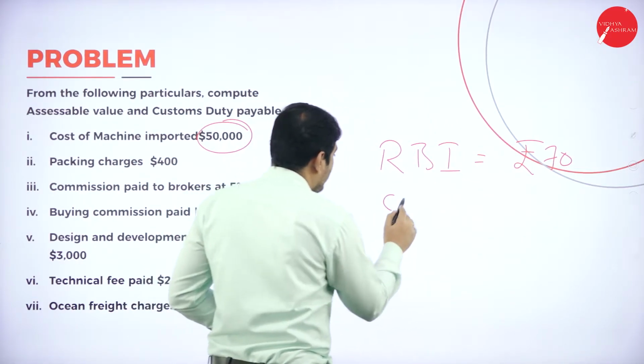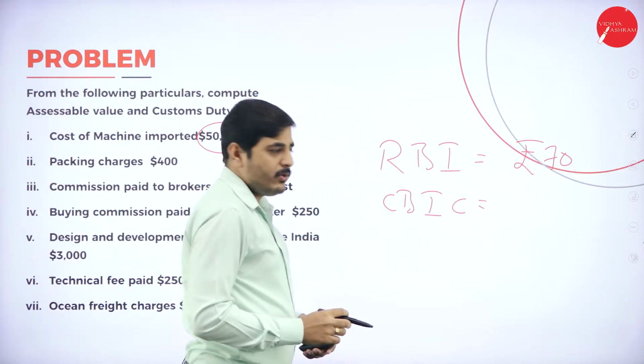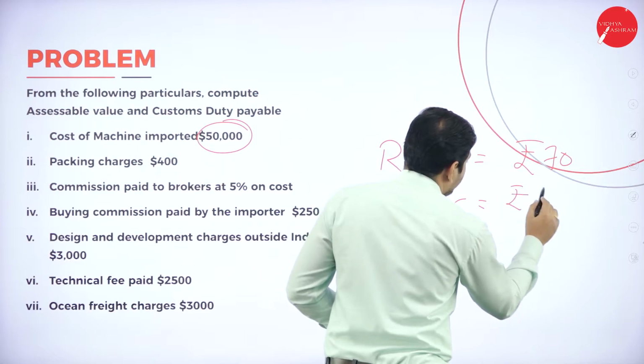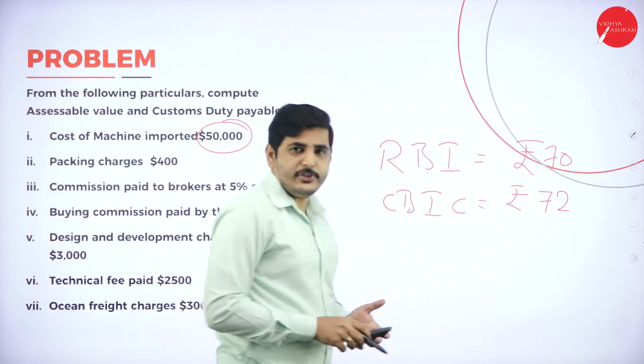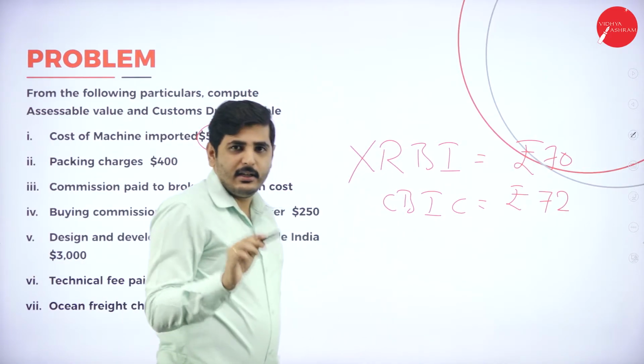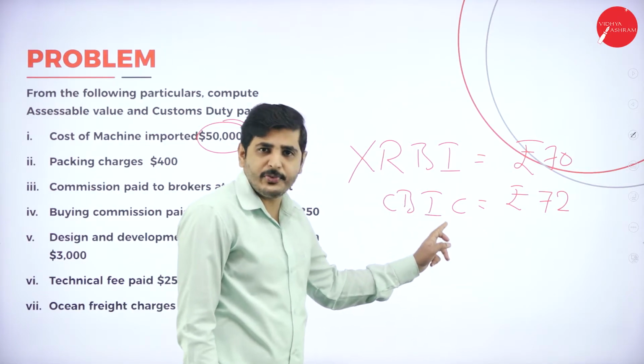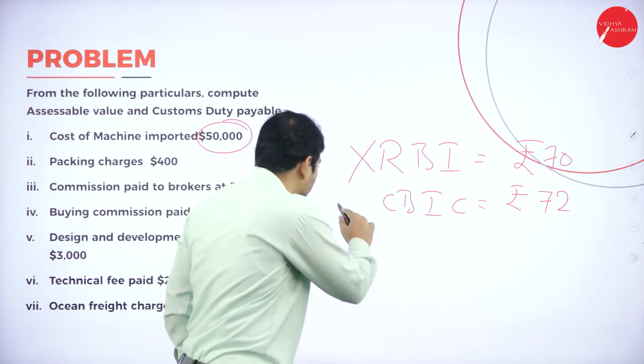It is also given as the Central Board of Indirect Taxes and Customs, CBIC's value, which is 72 rupees per dollar. So which value should you consider? We should not consider the RBI value. Keep this in mind: in your question paper, if you get both the RBI value and the CBIC value or board's value, only consider the board's value. Don't consider the RBI value.